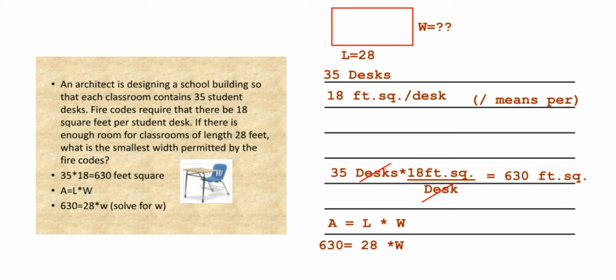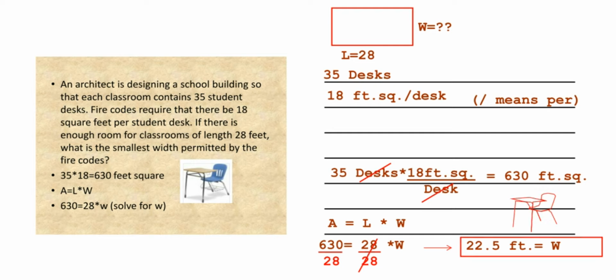Okay, so let's solve for W then. Let's get rid of 28, dividing by 28 on both sides. And that cancels out the 28. 630 divided by 28 will now give us, let's see, 22.5 feet is our width then. So the width in this case is 22.5 feet. So we now know the width of the classroom. Hooray!